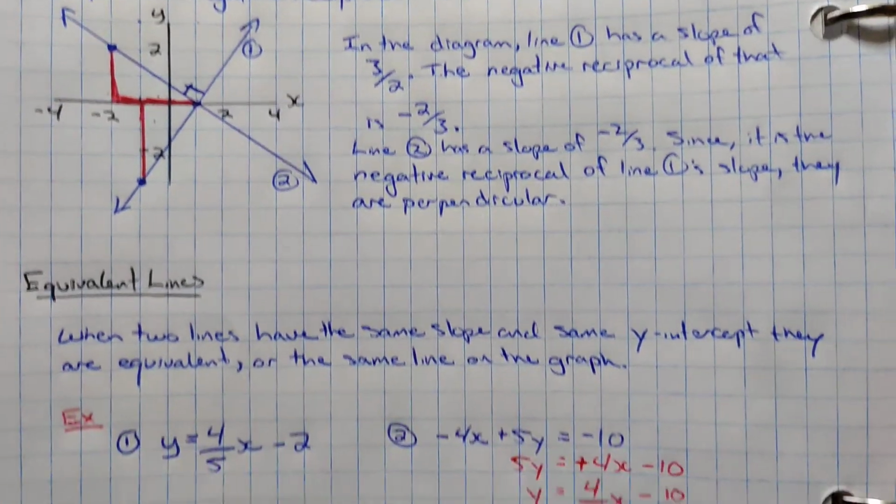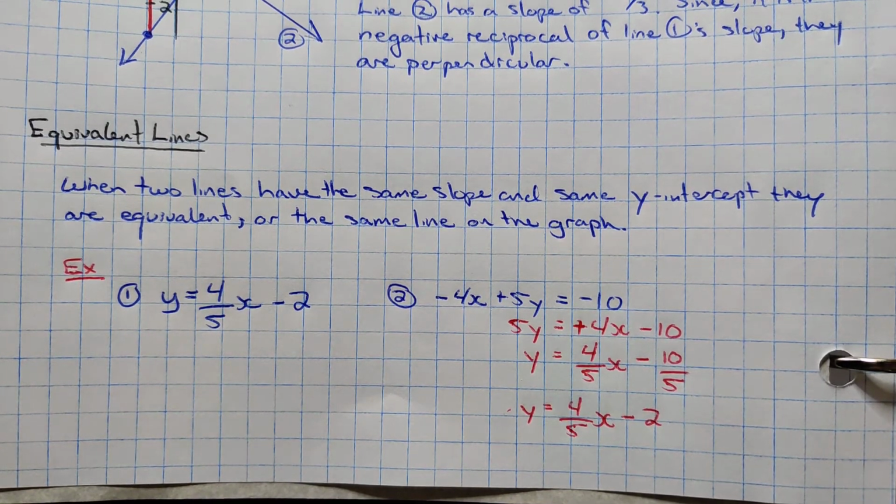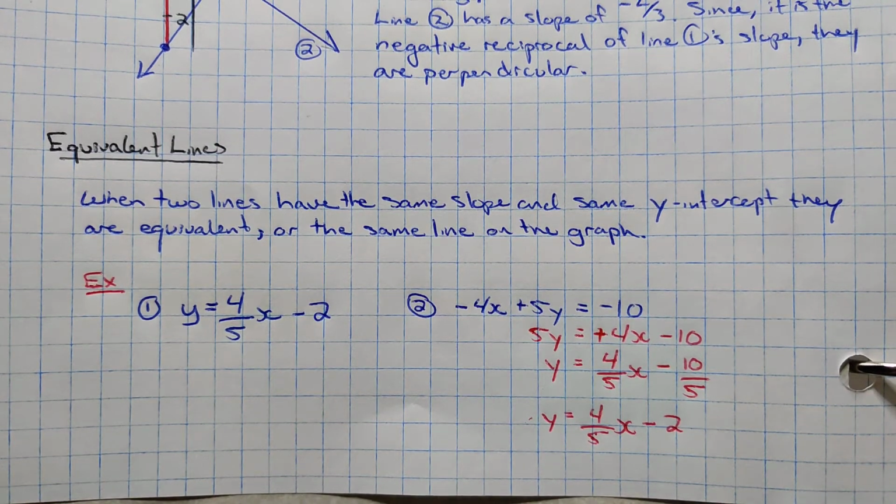There's one more situation you might encounter, and that is when parallel lines have the same y-intercept, and these are equivalent lines. So if the slope and y-intercept are the same, you have equivalent lines. Well, obviously, they're going to be the same because they have the same equation, but you might be presented with the equation in a different way.